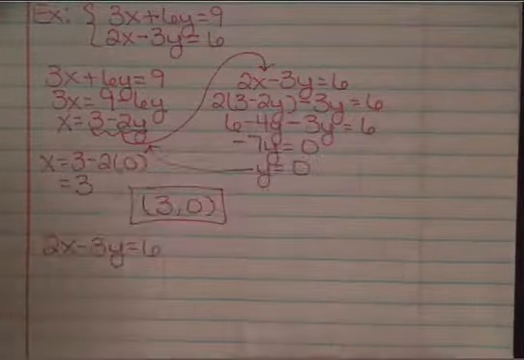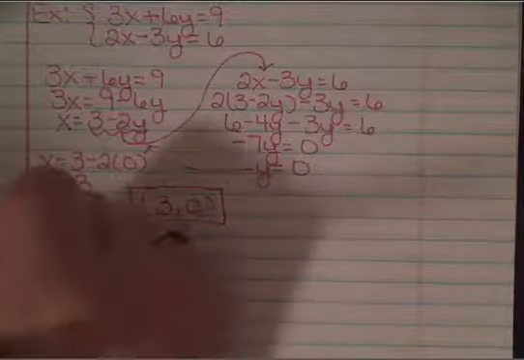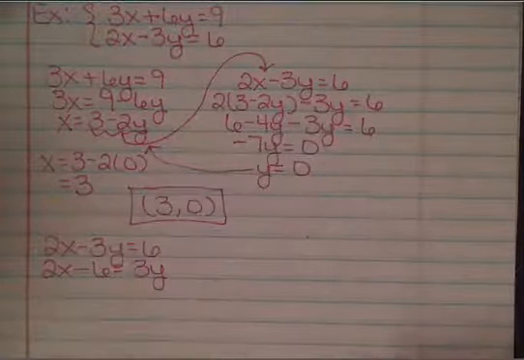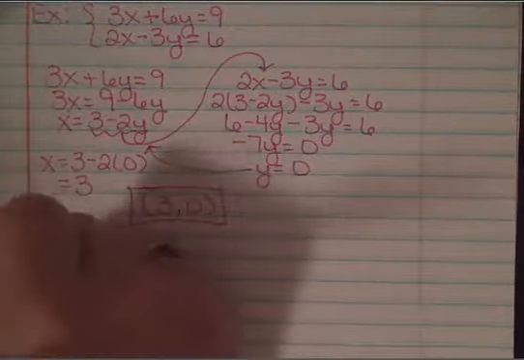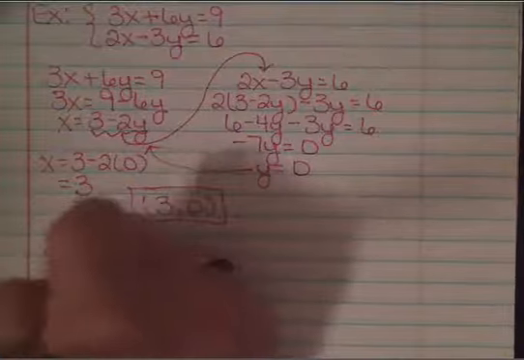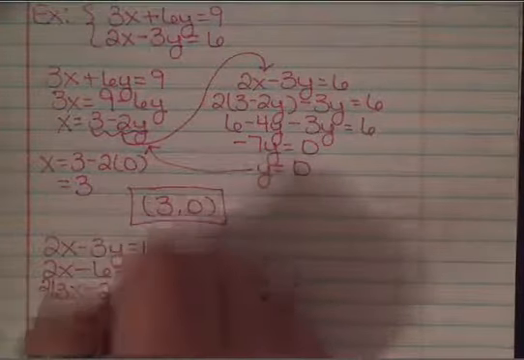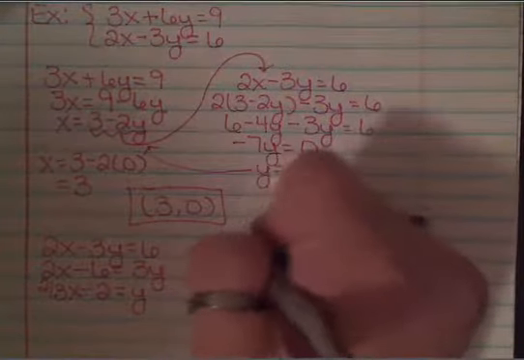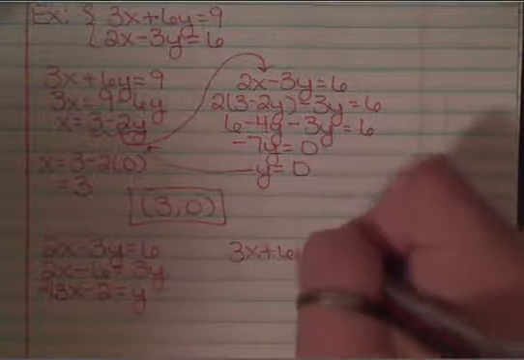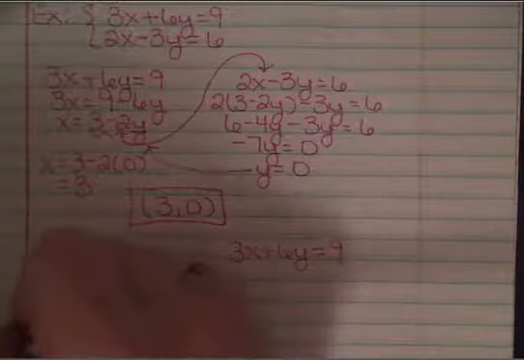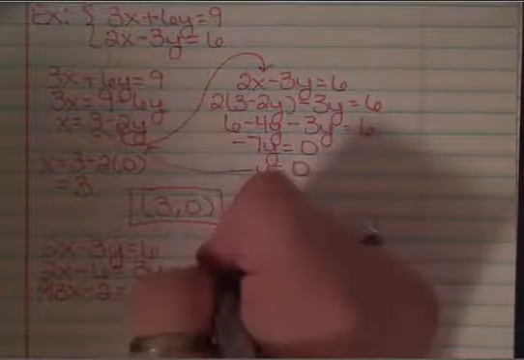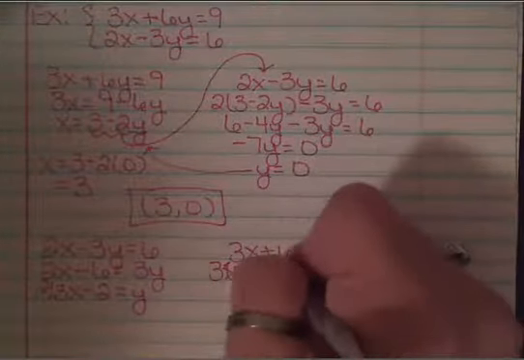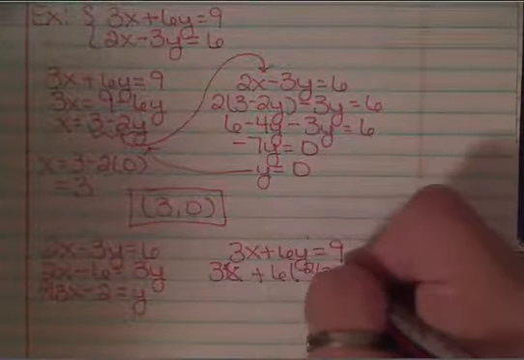So I have 2x minus 6 equals 3y. Divide everything by 3. I get 2/3 x minus 2 equals y. So now I have to plug that into the first equation. Anywhere that there's a y, I have to plug all of this stuff in. So that leaves me with x plus 6 times 2 over 3 x minus 2 equals 9.